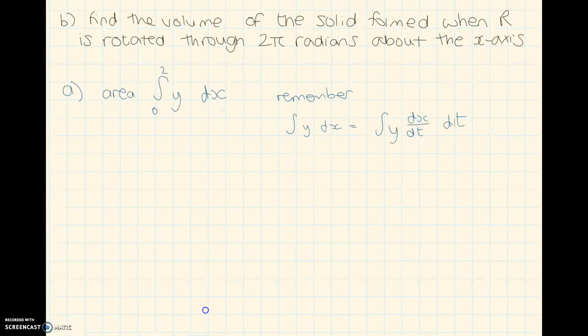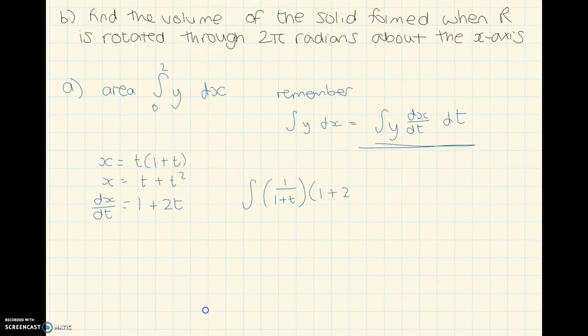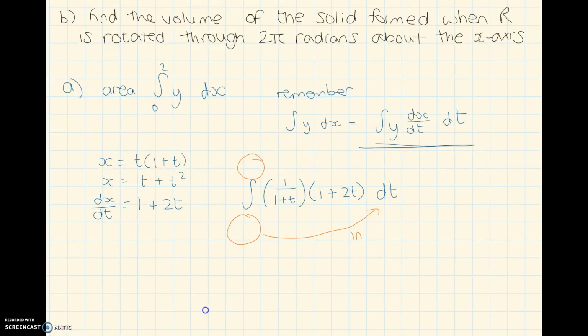So if we put that into this equation, if we know that x equals t times 1 plus t, that's the same as t plus t squared. If we differentiate, dx by dt will just be 1 plus 2t. So the integral will become the integral of y times dx by dt, dt. But be really careful. Remember at that point, these two limits have to be in terms of t. So the limits aren't now 0 and 2 like they were at the top. The limits are now going to be something different.